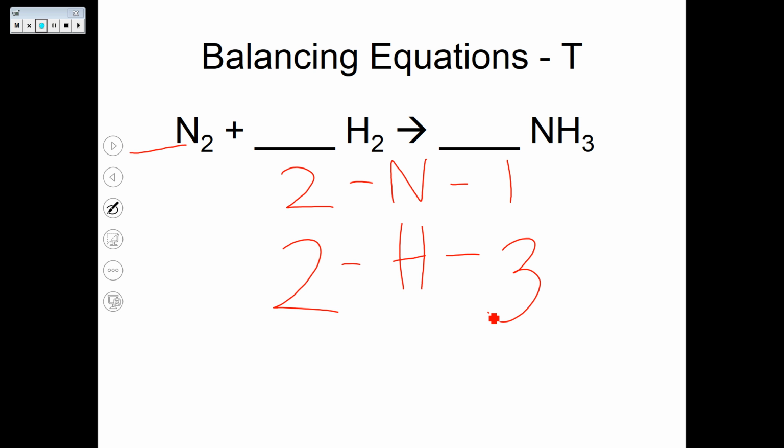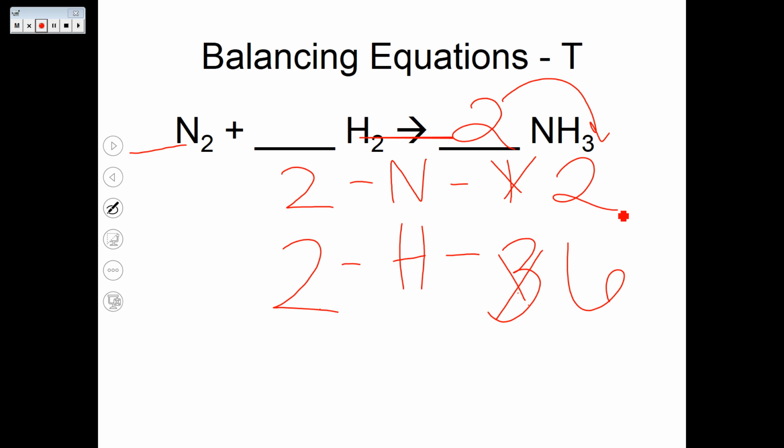So what you're going to have to do is play around with it. There's no way I can turn a 2 into a 3 or a 3 into a 2. It's impossible. So in this case, you're going to use a common multiple of 2 and 3, which is 6. I don't want to put a 6 here, I want to put a 2 here, because remember, the 2 times the 3 will give me the 6 that I want. In doing that, though, it changes the N's to 2. So then actually that solves my nitrogen problem.